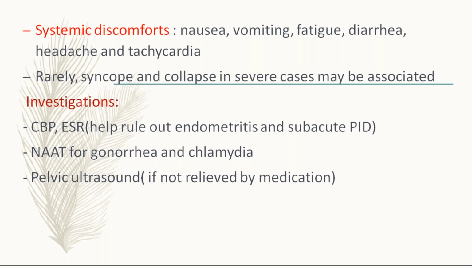Coming to investigations, we should find out hemoglobin levels by doing CBP and ESR. ESR is to rule out endometritis and subacute PID. NAT for gonorrhea and chlamydia.